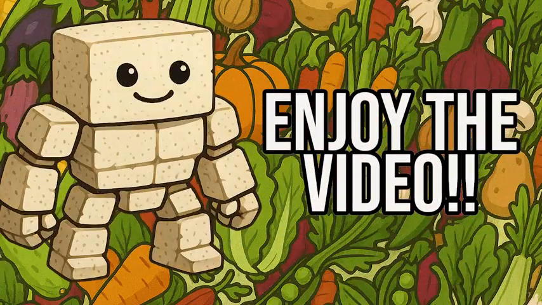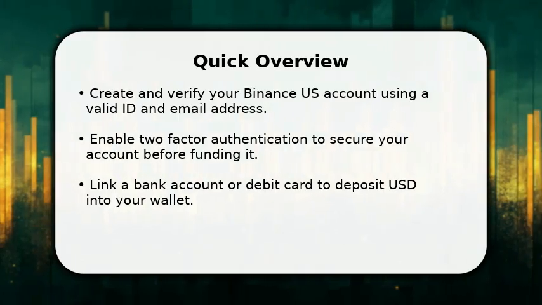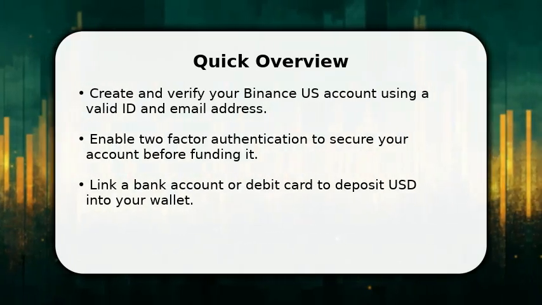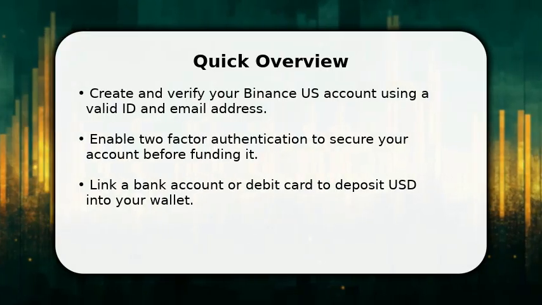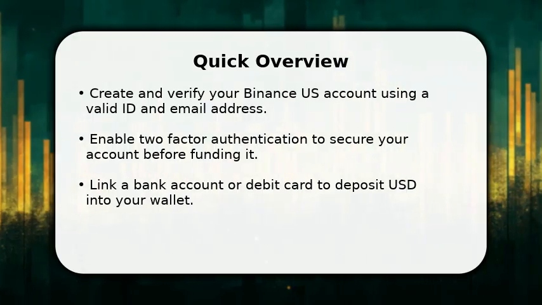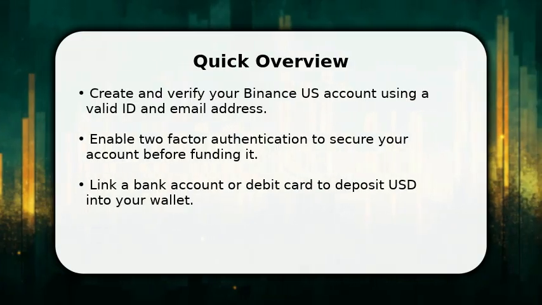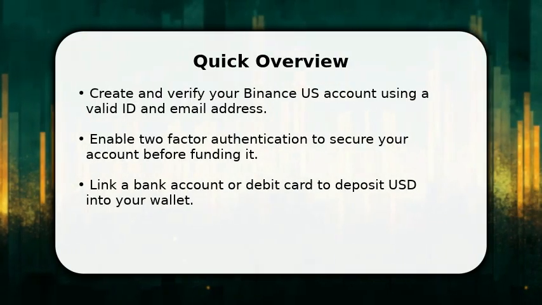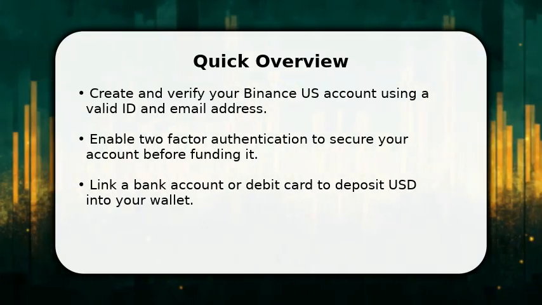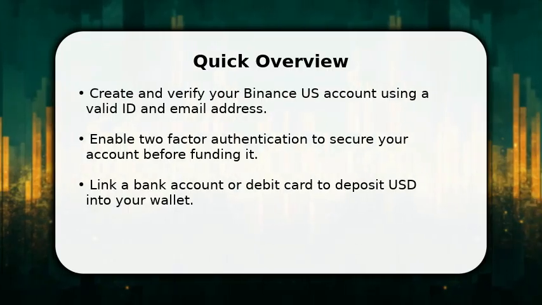Please enjoy the video. In this video, I will explain how to buy crypto in Binance US. Create and verify your account, enable two-factor authentication, and link a bank or debit card. Fund your USD wallet with a deposit, then navigate to the Buy Crypto tab. Choose the cryptocurrency and amount, review fees and price impact, confirm the order, and monitor the trade in your portfolio for immediate updates and safety checks.